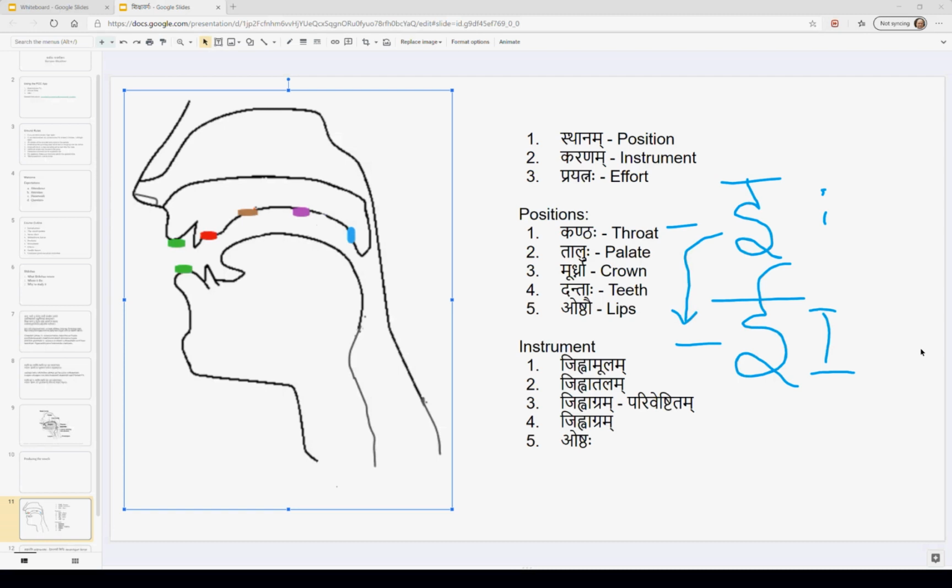I muted everybody. So if you have any questions, please unmute yourself and ask. Or if you have any comments, you can unmute.